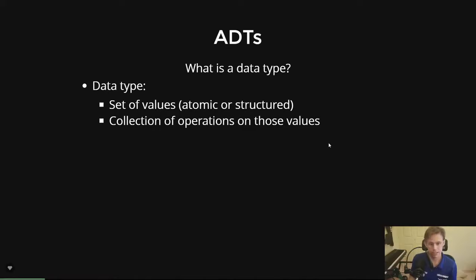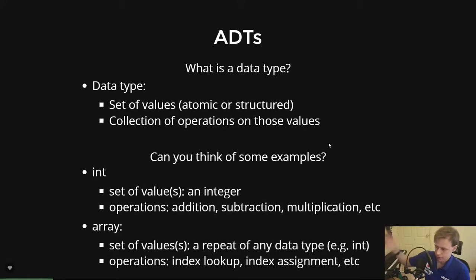So you've got ints, doubles, and if you've done other languages, you have classes and all these other things, but that's all it really is. Another example is an array. An array is a data type. It has a set of values, which is a list or a repeat of any data type, so an integer array has a whole bunch of integers.